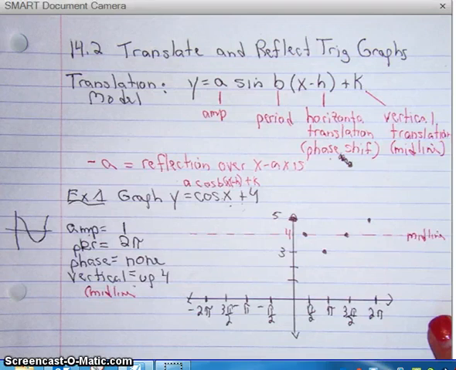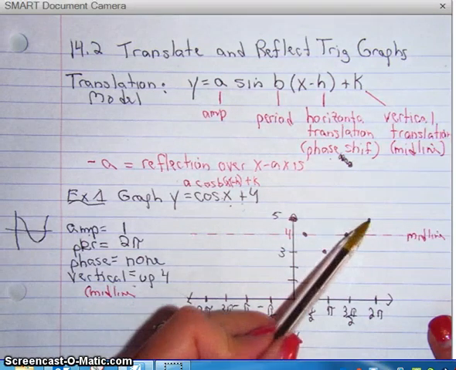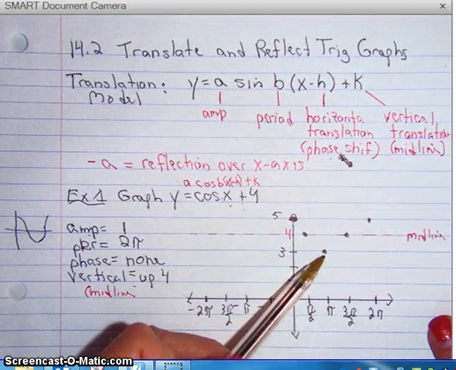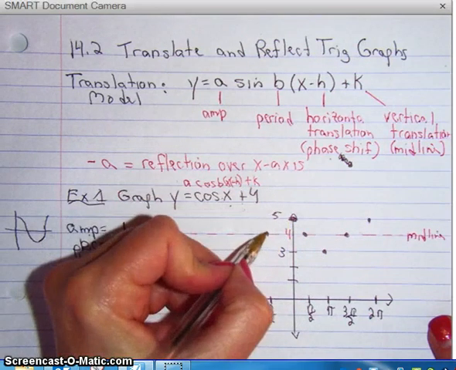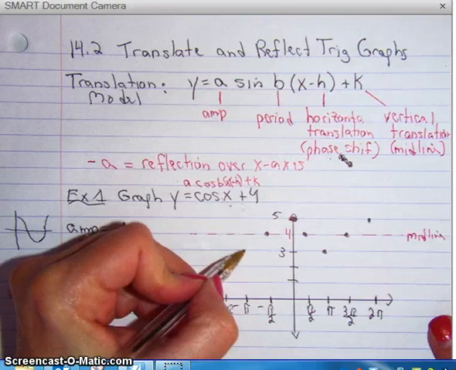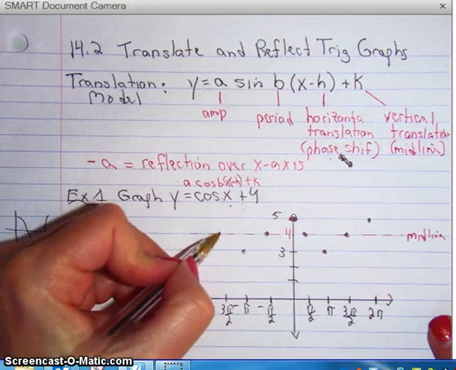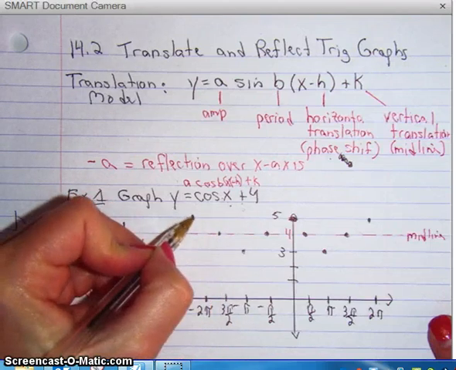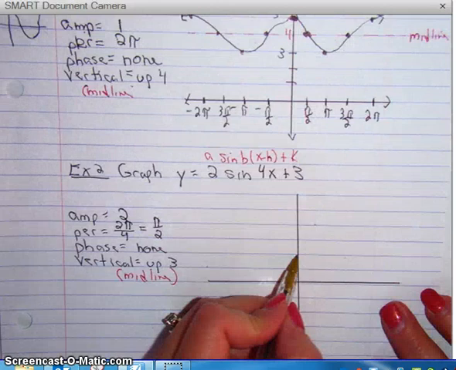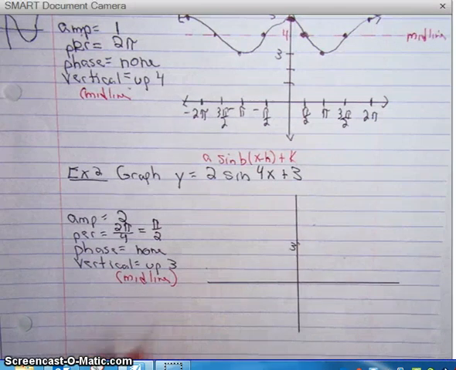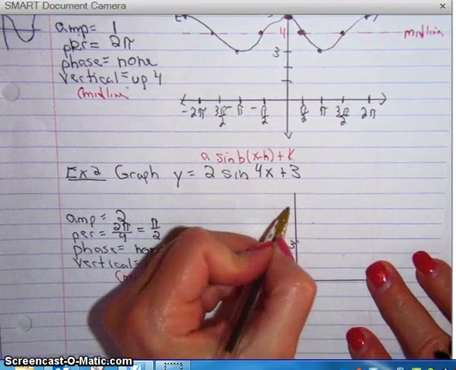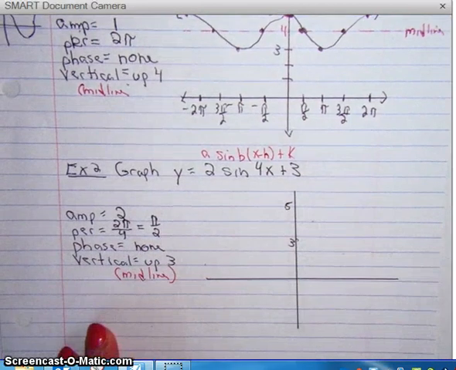Okay, do you think you could go backwards now, over on the other side? Hill, x-intercept, valley, x-intercept, hill, x-intercept, valley, x-intercept, hill. 2, 3. Here's our midline up at 3, 4, 5. Okay, so midline up at 3.